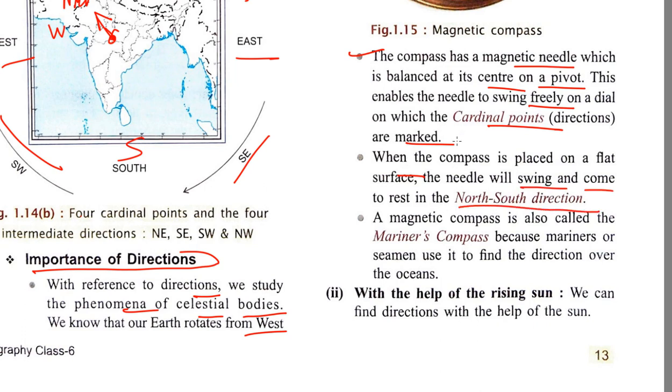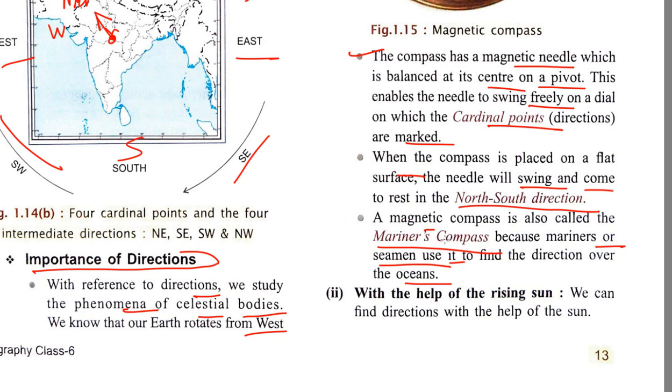And a magnetic compass is also called the mariner's compass, because mariners or seamen use it to find the direction over the ocean. So at first it was very useful for the mariners. That's why it is also called the mariner's compass.